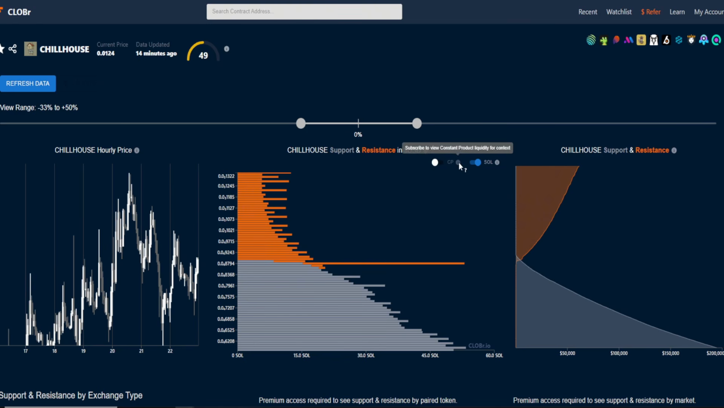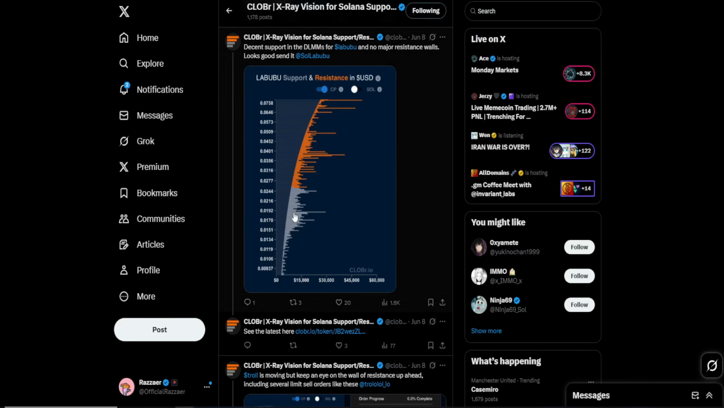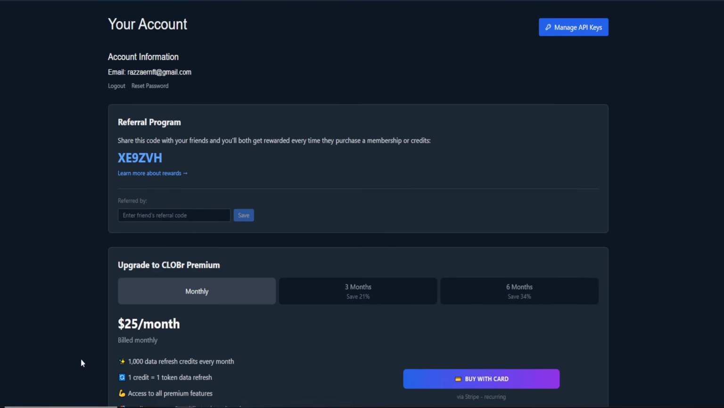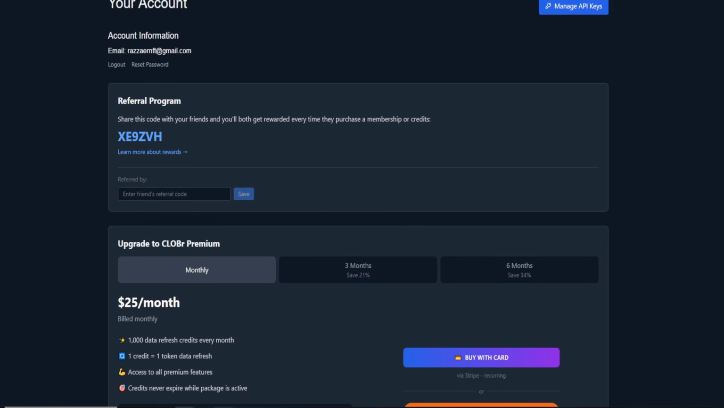And there is this constant product liquidity feature, but this is only for premium. But you can see it displayed on their Twitter with what it looks like. So they do have the premium feature, which basically allows you to refresh the chart, see the full range of liquidity, not just limited between 33% and 50%, and also you get all of the other premium features with the 1,000 refreshes. It is $25 a month.